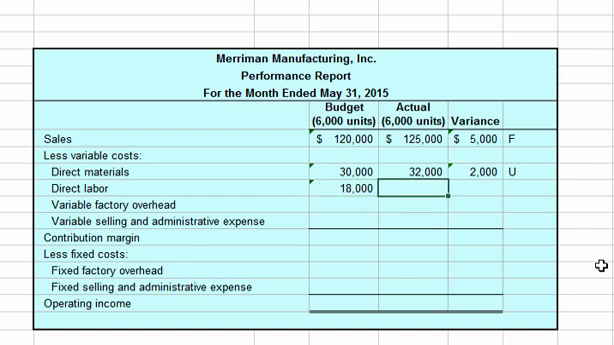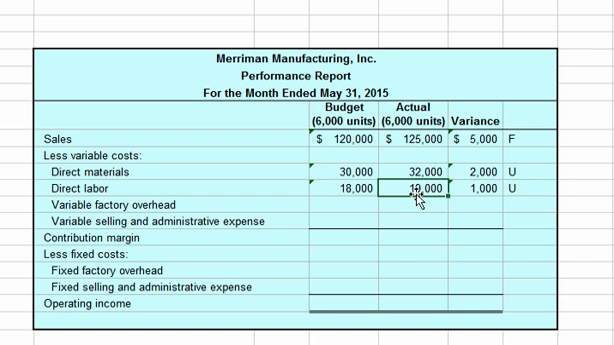18,000. Our direct labor actual cost is 19,000. Okay, so we're going to say actual minus the budget. Now, is it favorable or unfavorable? Well, you could say it's a positive number again, and we're still dealing with cost, so it's going to be unfavorable. But I like to look at it, look at it and make your determination. Don't always go by positive or negative number.